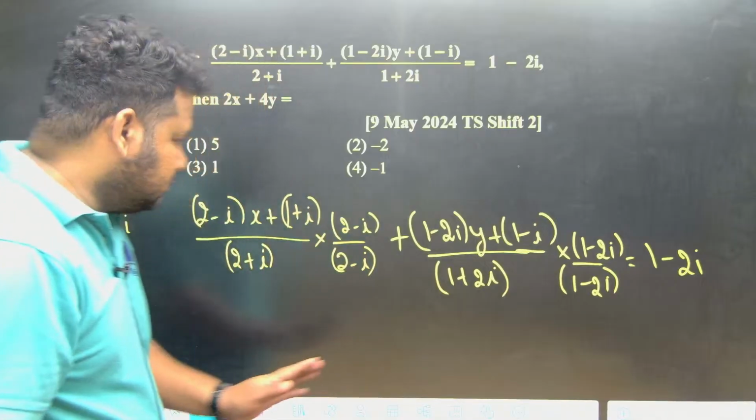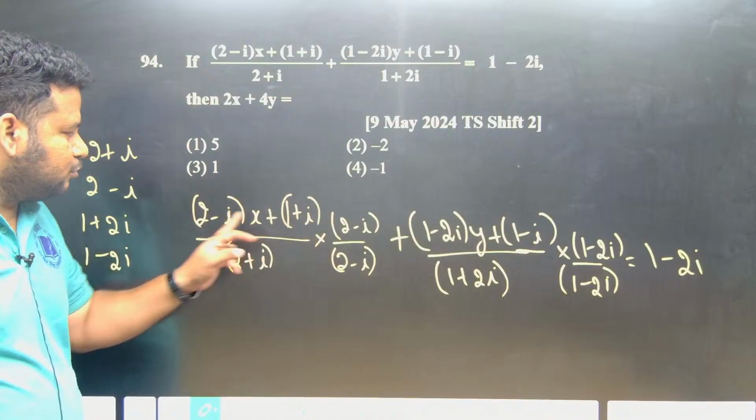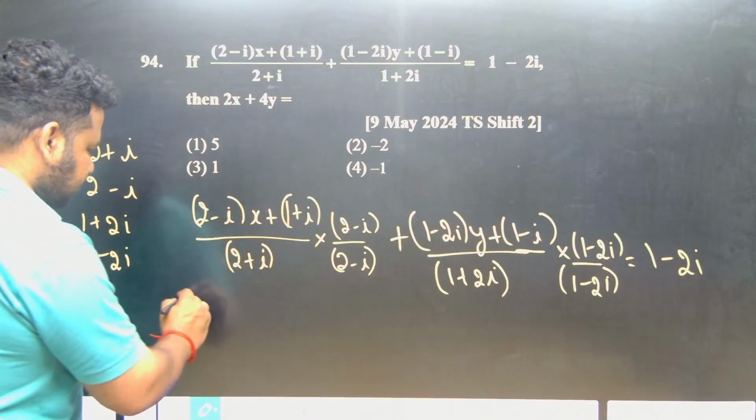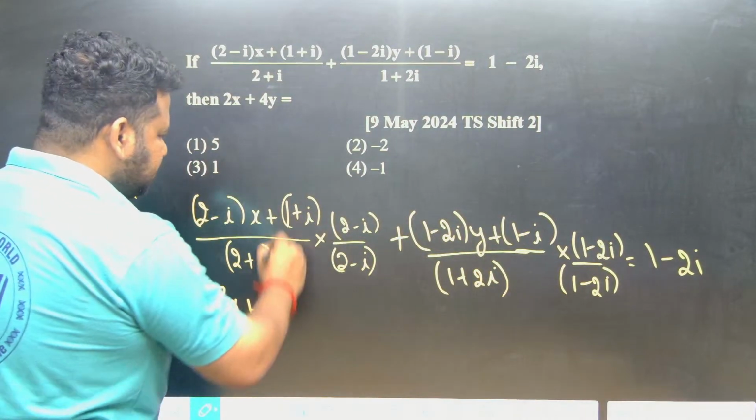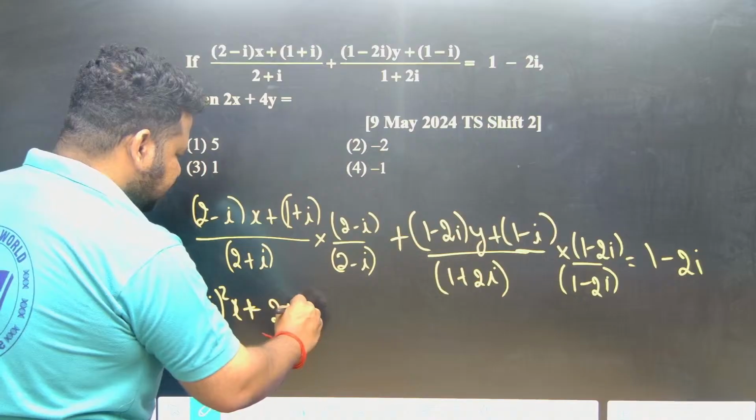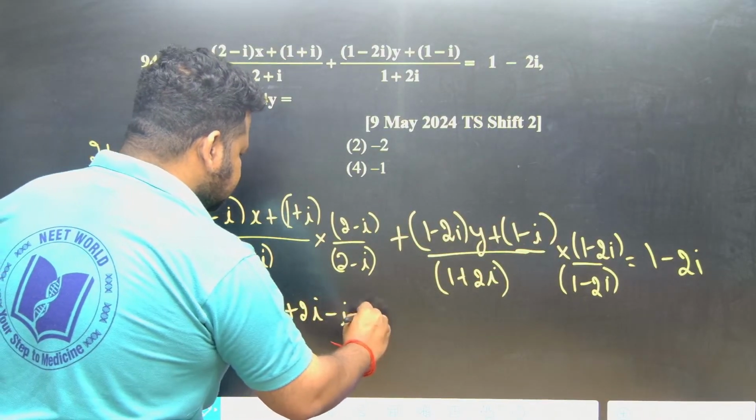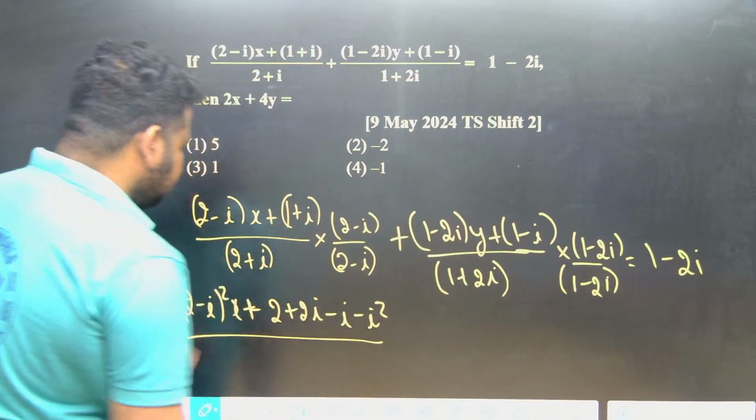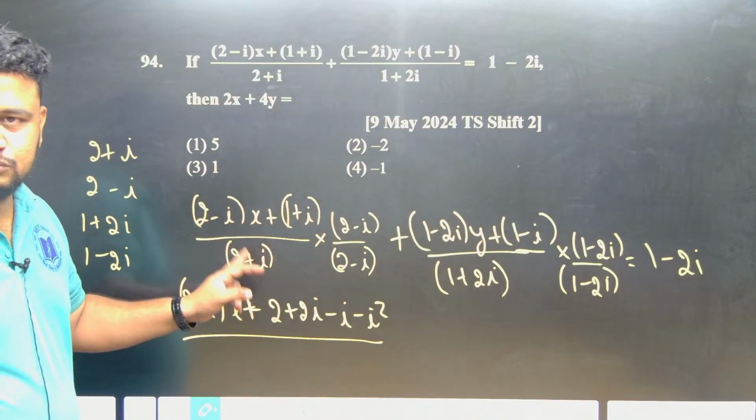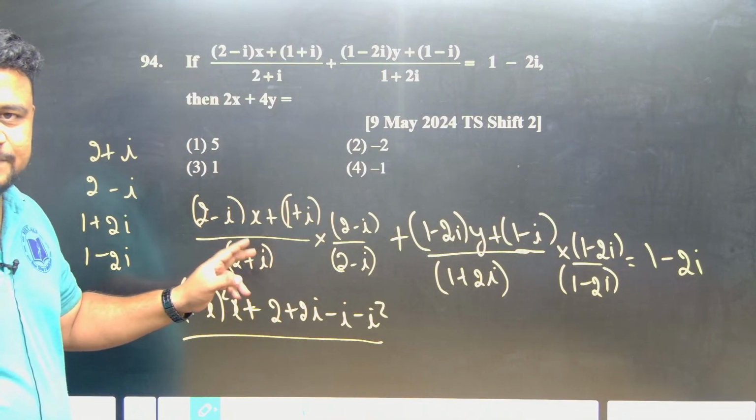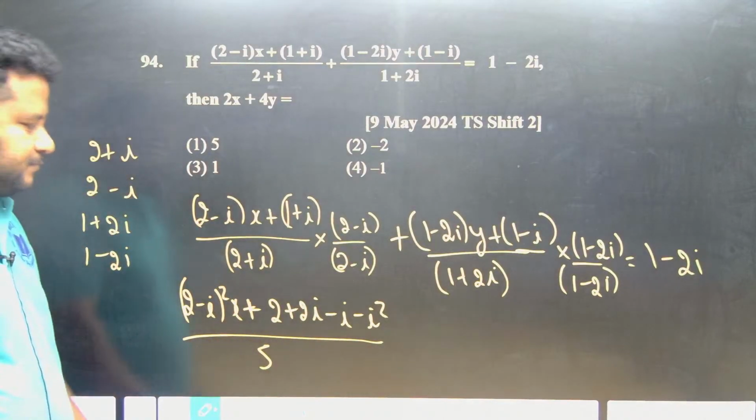Now observe carefully. (2 - i) into (2 - i) is what? A square, so (2 - i) whole square into x. Plus, in the numerator, 2 into 1 is 2, plus 2i minus i minus i square, divided by what we are having: (a + b)(a - b) is a square minus b square. So 2 square minus i square. 2 square is 4, minus i square is minus of minus 1, minus of minus is plus, so this will become 4 plus 1, 5. We have got 5.